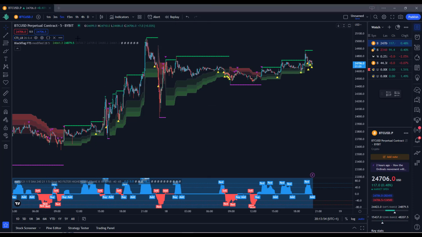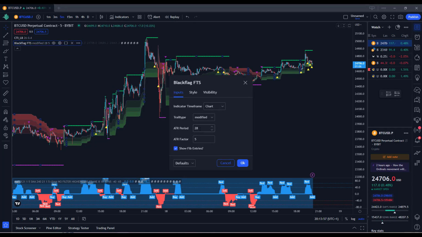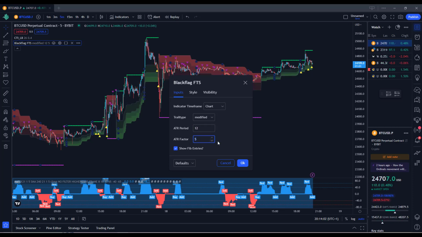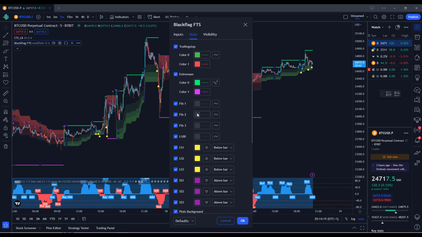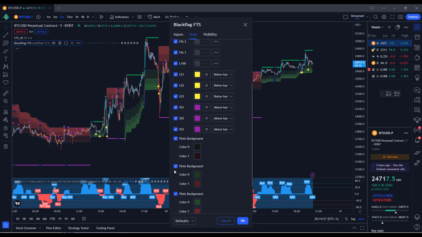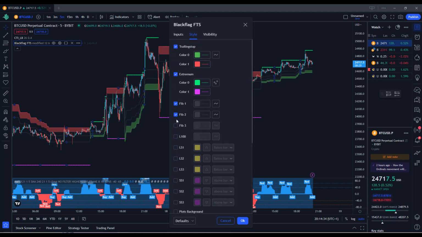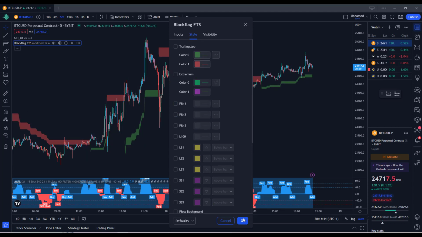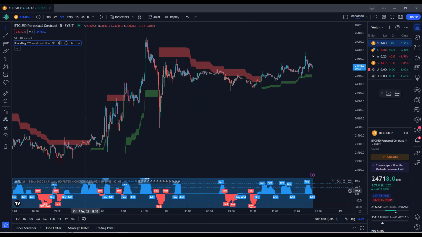Second, go to the Swing Arm ATR indicator. Let's adjust the ATR period to 12 and the ATR factor to 6. Now let's go to style, and what we're gonna do with this one is remove everything except the plots backgrounds. That one. Remove everything else. And this is in essence how these 2 indicators need to be adjusted, the Coral Trend indicator and the Swing Arm ATR indicator.